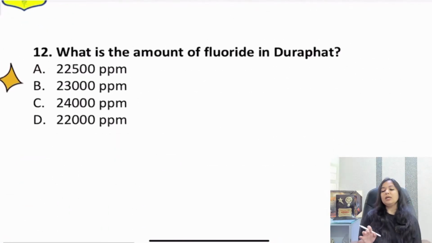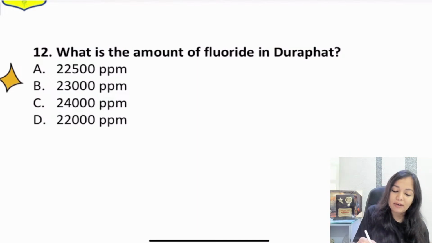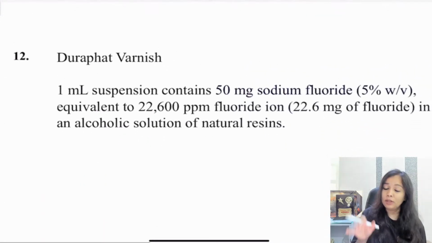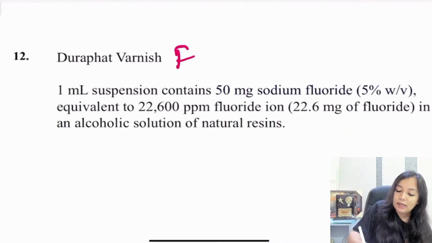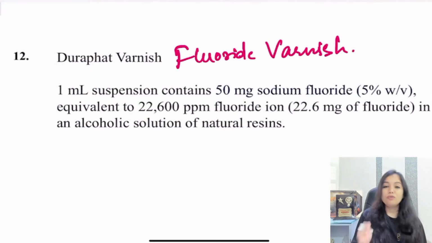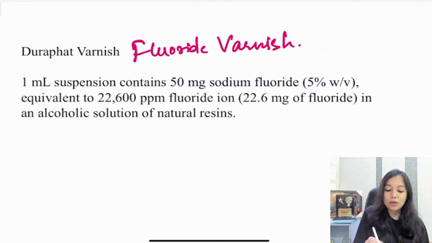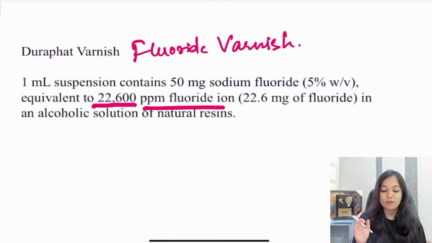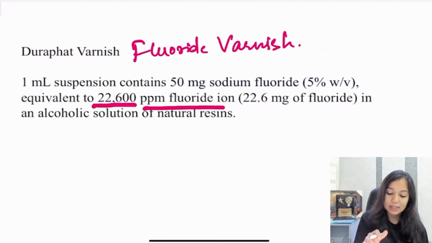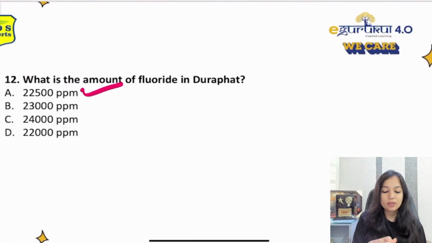Then we had a question, what is the amount of fluoride in Duraphat? So what is Duraphat? Duraphat is a fluoride varnish. 1 ml suspension contains 50 mg sodium fluoride, equivalent to 22,600 ppm of fluoride ion, which is around 22.6 mg of fluoride in an alcoholic solution of natural resins. So it is actually 22,600 ppm of fluoride, and the closest one is 22,500 ppm of fluoride. So the answer here is A.